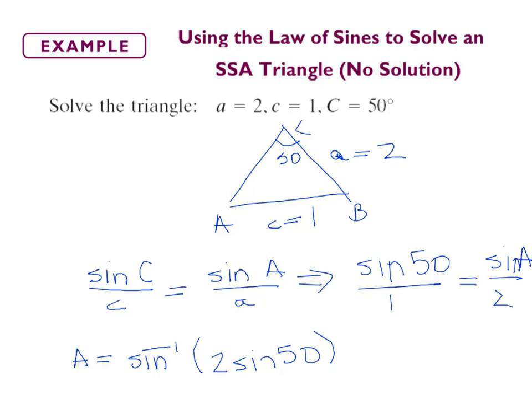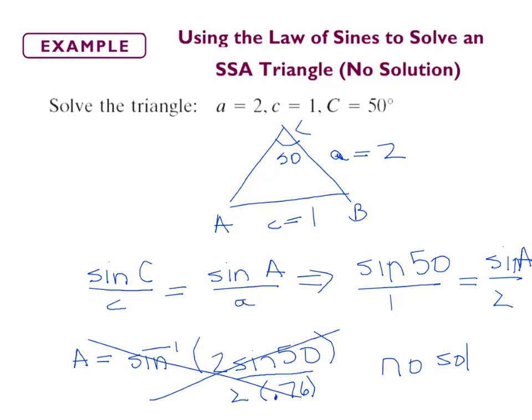So, do you have a calculator, Luis? It gives me an error. Because, what is the sine of 50, Luis? Just sine 50. 0.76. So this is 2 times 0.76, which is more than 1. So we can't take the inverse sine of something greater than 1. So this has no solution.